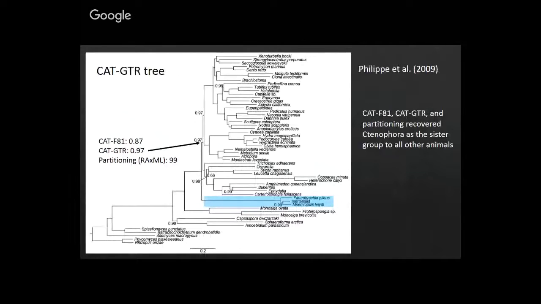So very surprisingly, at least to us, CAT-F81, CAT-GTR, and partitioning all recovered ctenophores as a sister lineage to all other animals on this Philippe et al. 2009 data set. Now, this conflicts with their reported phylogeny. I'm not really sure what's going on there, but it could have to do with algorithmic or programming improvements in newer versions of PhyloBayes since the publication of Philippe et al. And you can see here, assuming this is the correct tree, CAT-GTR and partitioning are well supported. And then similarly to what we saw in simulation, CAT-F81 has lower support for a correctly inferred node. And I'll get to why I think this is probably the correct placement of ctenophores in a moment.